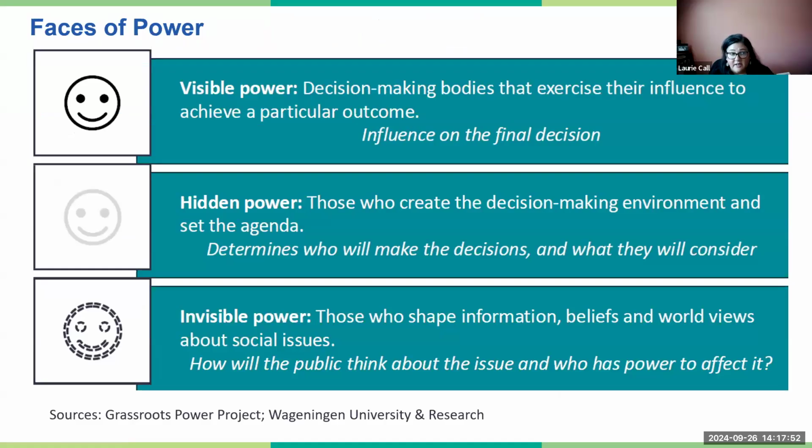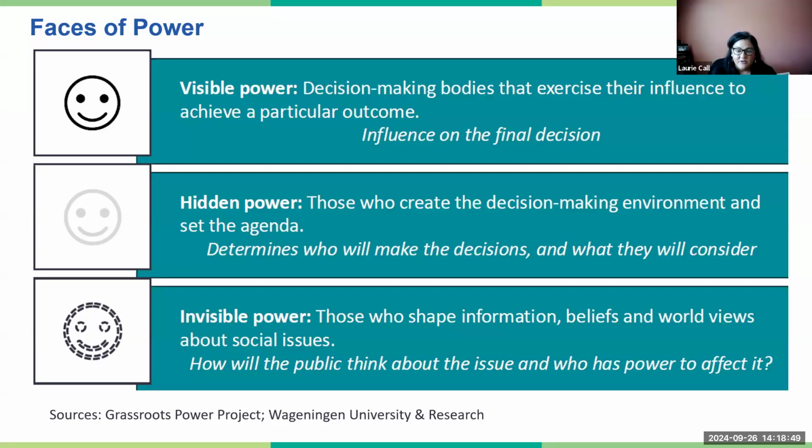So the first thing is we take a look at the 3 faces of power. There are some folks who have visible power. These are clear decision-making bodies that exercise their influence to achieve a particular outcome. They have direct influence on the final decision. They are oftentimes our legislatures, our local policymakers, county boards, heads of organizations, people who are in those public-facing, visible power positions. And there's also hidden power. Those who create the decision-making environment and set the agenda. They can oftentimes determine who will make the decisions and what they will consider. We might think of lobbyists, people with money, funders. There's a variety of different folks, advocacy groups, a whole bunch of folks.